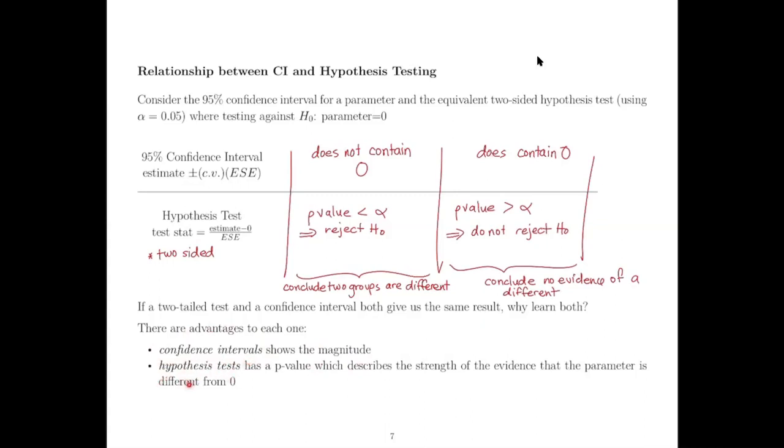Hypothesis tests are really good at describing the strength of the evidence, right? If that p-value is really small, that means there's really, really strong evidence to suggest that they really are truly different. So different approaches for different reasons, but you should be able to come to the same conclusion regardless of whether you've constructed a confidence interval or whether you've decided to conduct a hypothesis test.